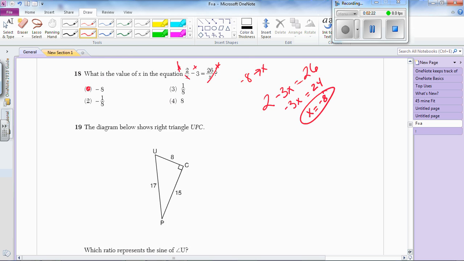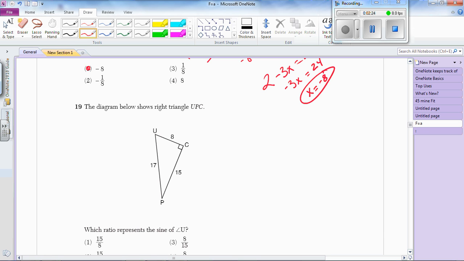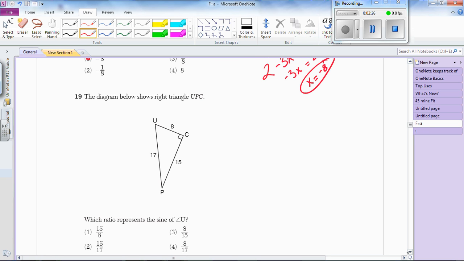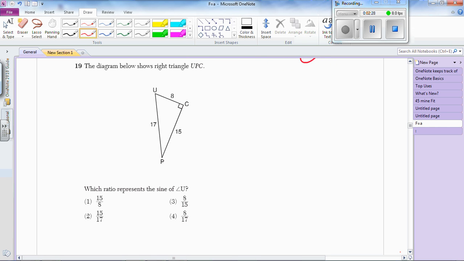Moving down. Alright, as soon as I see this triangle, I'm thinking sine, cosine, or tangent, or Pythagorean theorem. They want to know what the sine of u is. Now, sine is opposite over hypotenuse. So the first thing I can do is label this thing. Here's the hypotenuse. So I know my denominator has to have 17. So it can't be these three. U is here, and the opposite side of u is 15. So it's 15 over 17, which is choice 2.